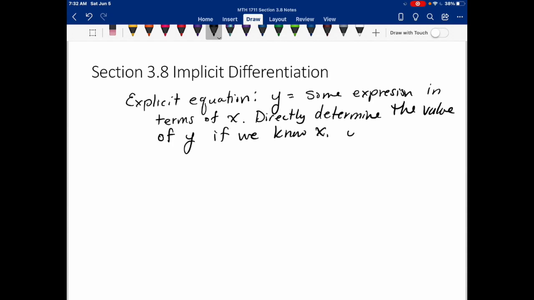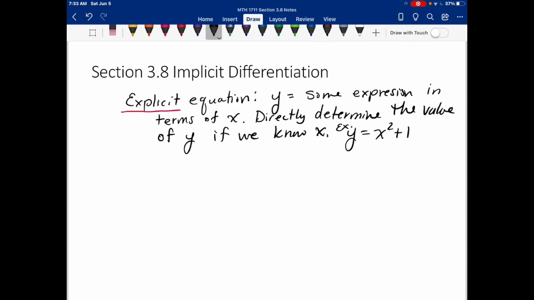So for example, if I have the equation y equals x squared plus 1, the equation has y on one side and everything else written in terms of x, or the independent variable, on the other side. And if I know the value of x, I can plug it in and directly find the value of y without having to rearrange the equation to solve for y. So that is explicit, and when we've taken the derivative so far with all of our equations, this is the kind of equation we've taken the derivative of.